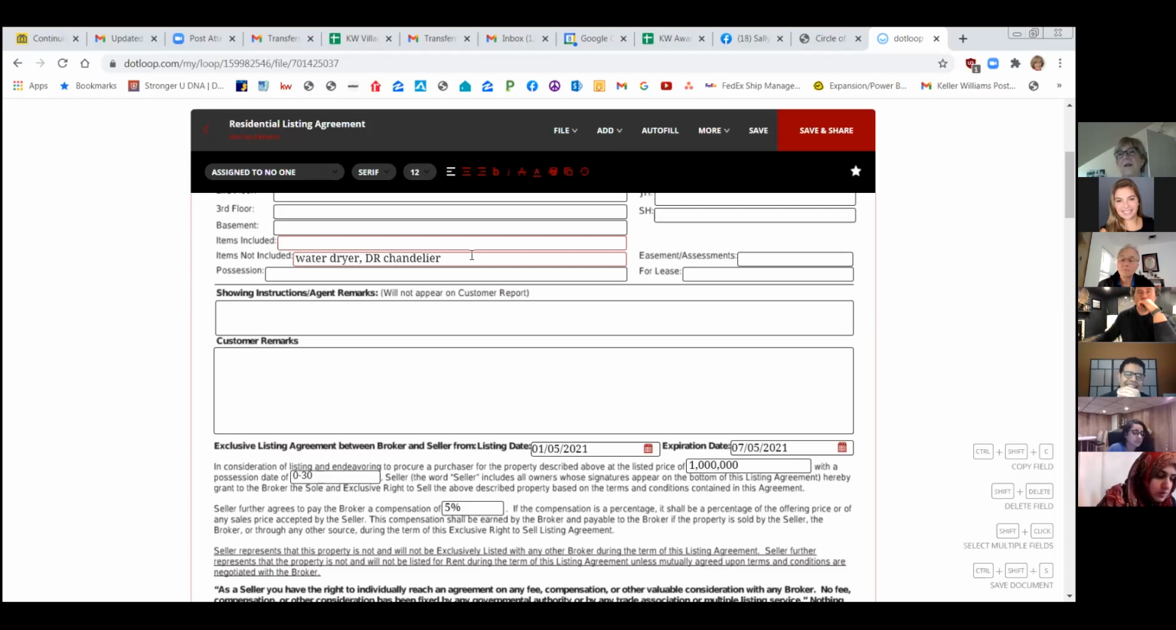And I would usually advise my sellers that if they have items they want to sell, let's get a contract on your house and then speak to the buyers and ask them if they're interested in purchasing any of those things. It shouldn't be the way you decide if somebody's buying your house or not. Right, good point.